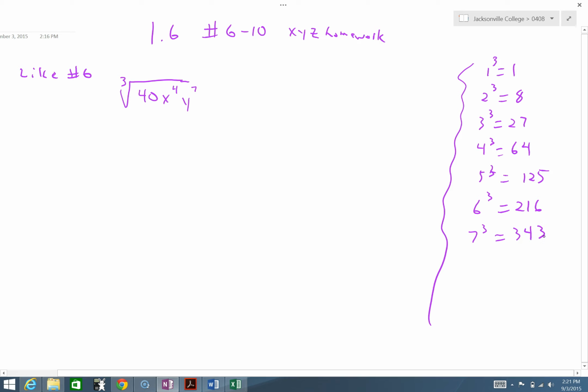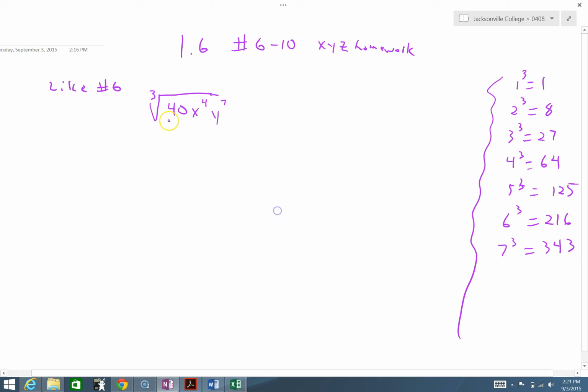So which of these perfect cubes will go into 40? Well, 8 will. So I'm going to change 40 into 8 times 5. Now I'm taking the cube root of 8 times 5, and then I still have this x to the 4th and y to the 7th. Well, the cube root of 8 is 2. The 2 can come out of my radical sign.